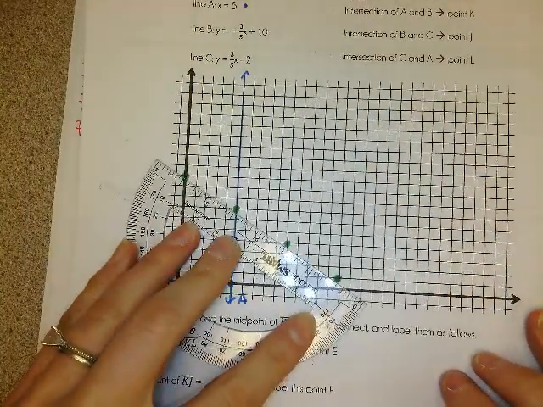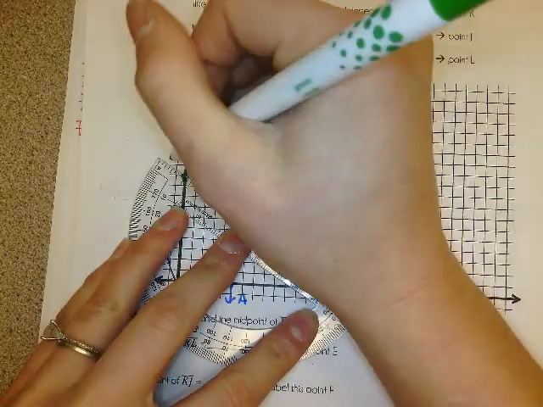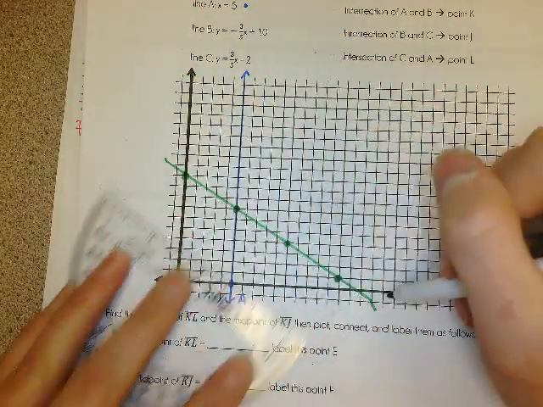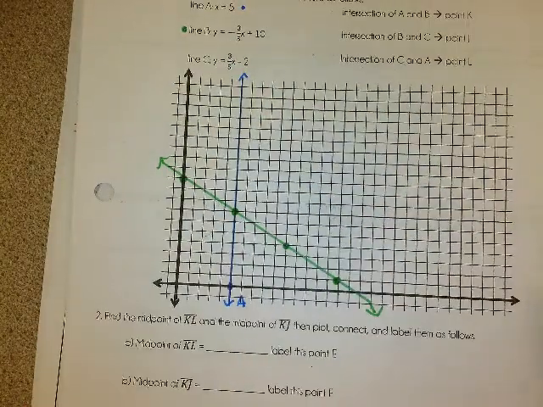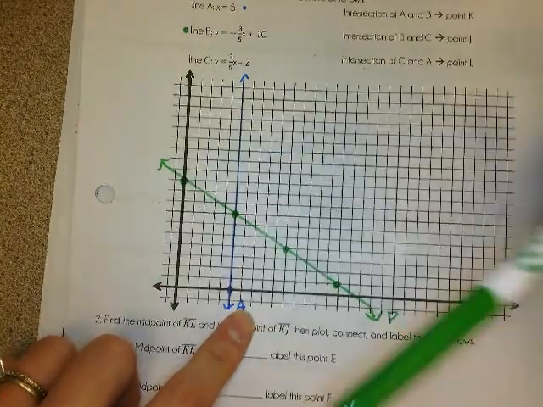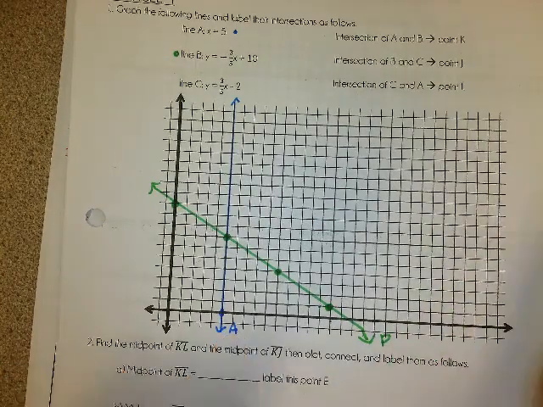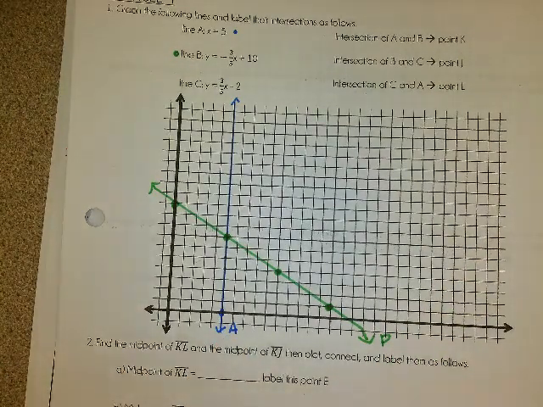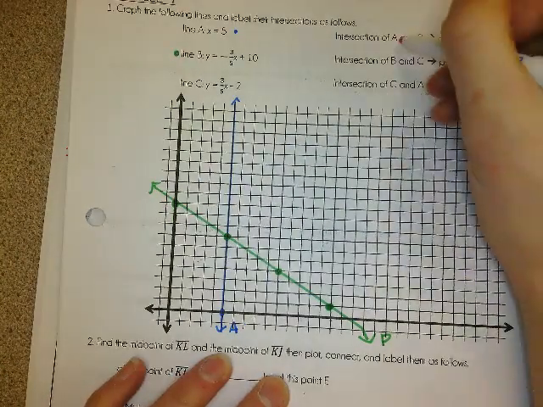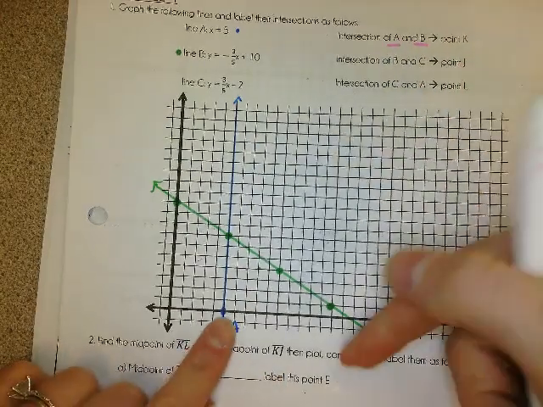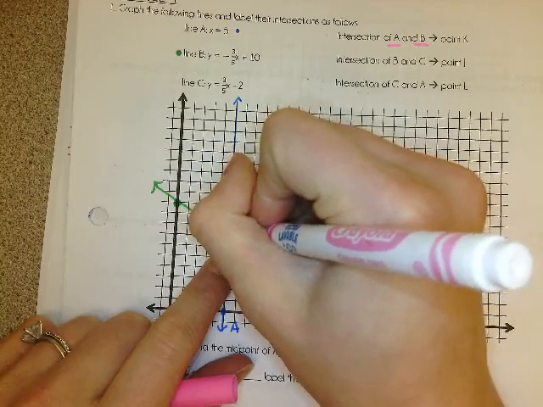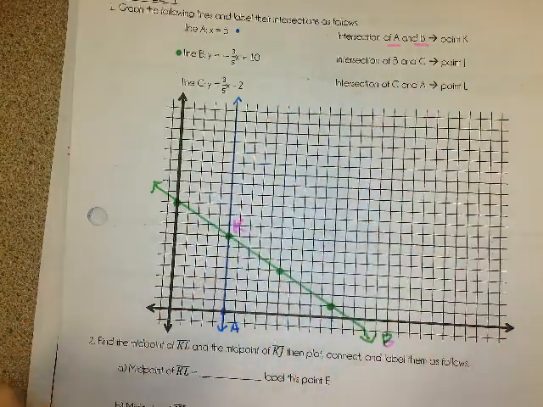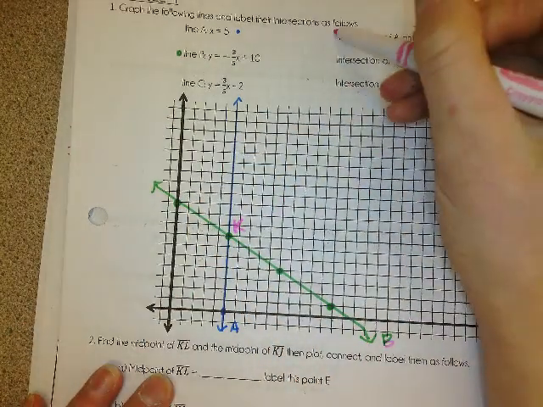All right. So let's connect that. All right, so that is line B. So the intersection of line A and B is point K. So intersection of line A and B, oh, I didn't even finish that, is point K. All right, so done that.